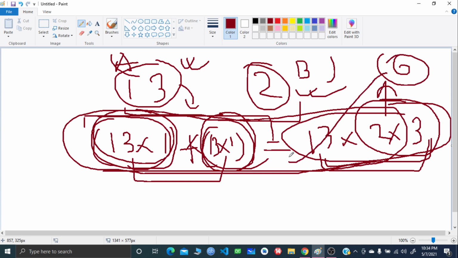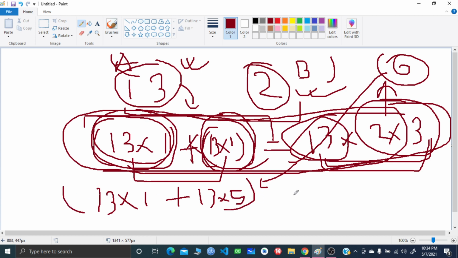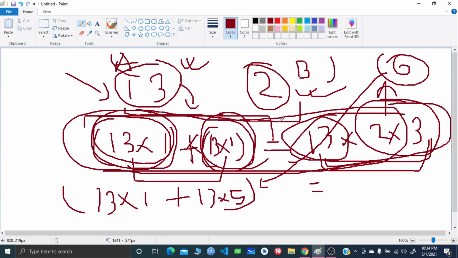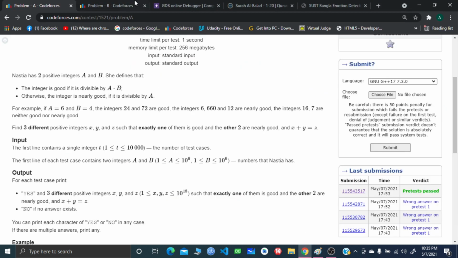Now, this 6, how many times does it come? Like 13 comes 6 times. So if 13 comes 6 times, then I will always refer to it as 13 times 1 plus 13 times 5. That's it, nothing else. That's the extra case we need to consider when b becomes equal to 2.